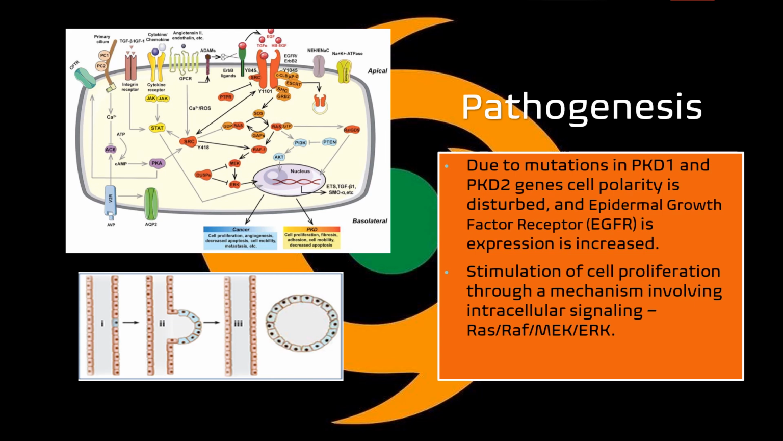So, for example, the main cell signals include RAS, RAF, MEK, and ERK.